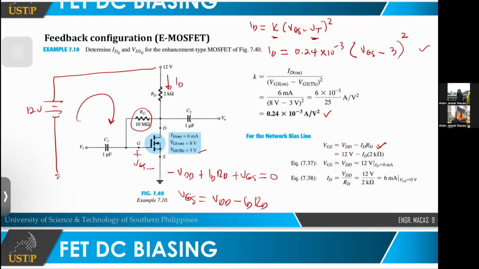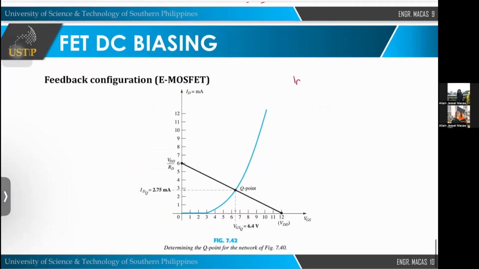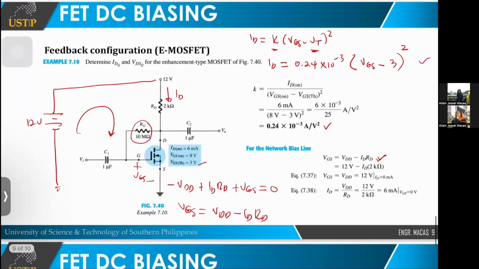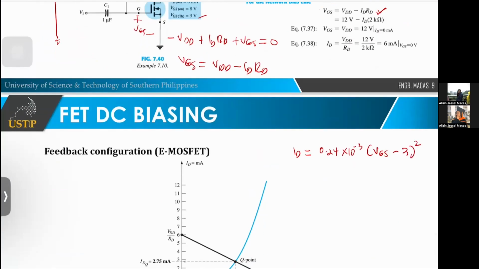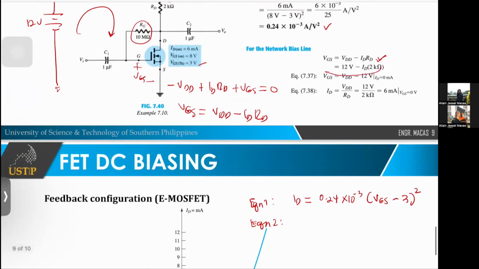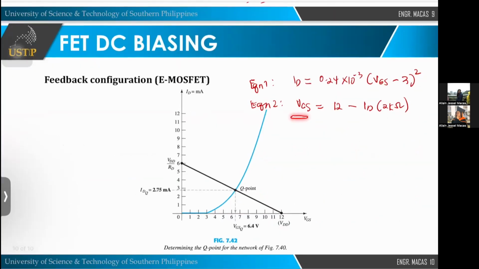Let me rewrite it quickly, class. We have the first equation, ID equals 0.24, from the K value, times 10 to the negative 3, times VGS minus 3 squared. Okay, this is equation 1. What is equation 2? Equation 2 is this: VGS is equal to 12 minus ID times 2K ohms. As you can see, you have two unknowns here also, VGS and ID, and the same is true for equation 1. So now this can be solved, class.